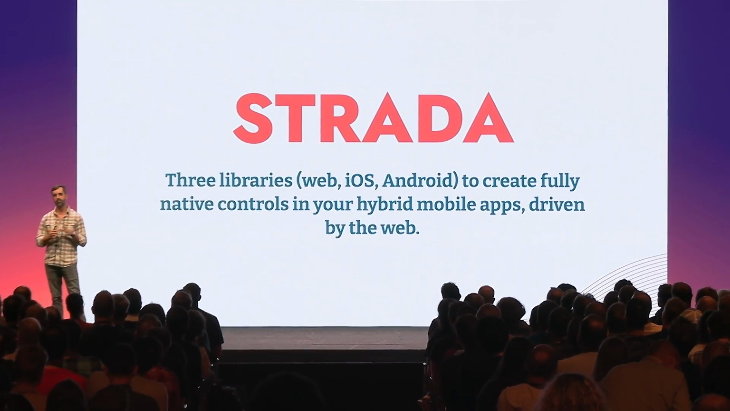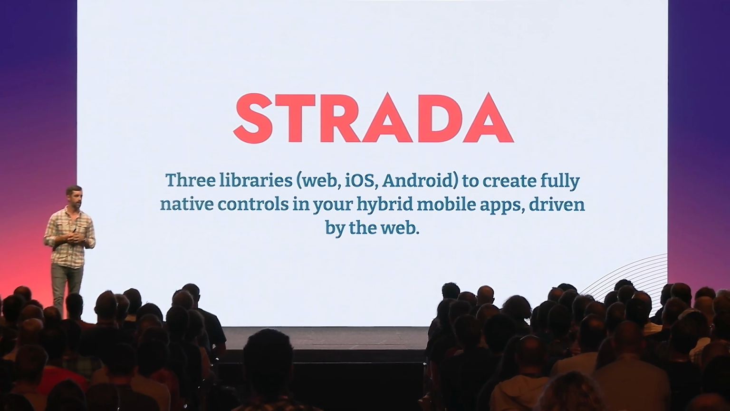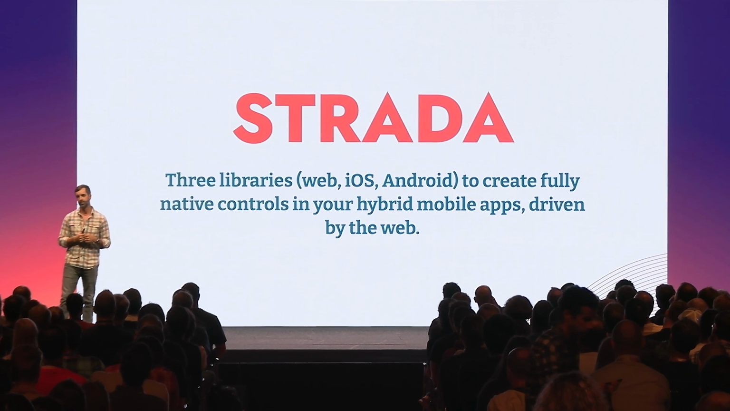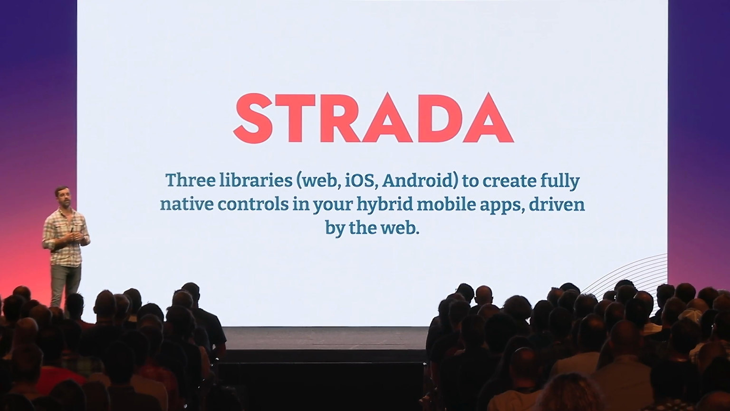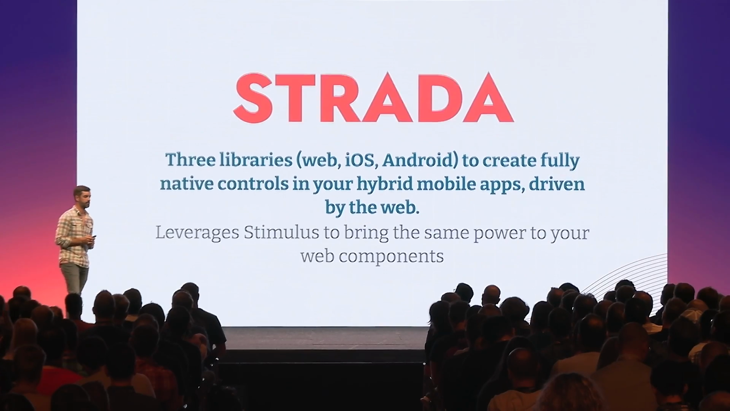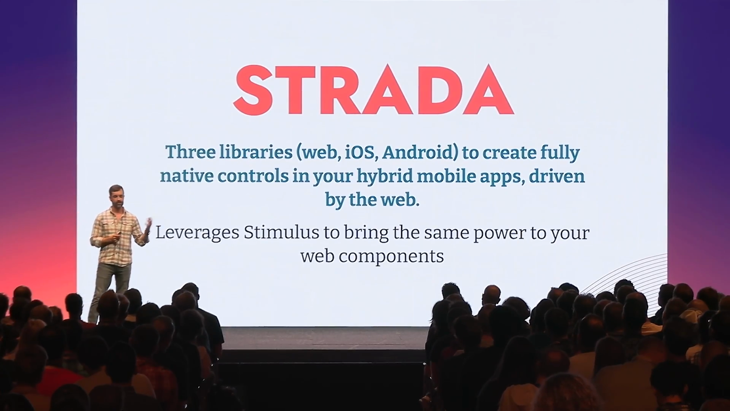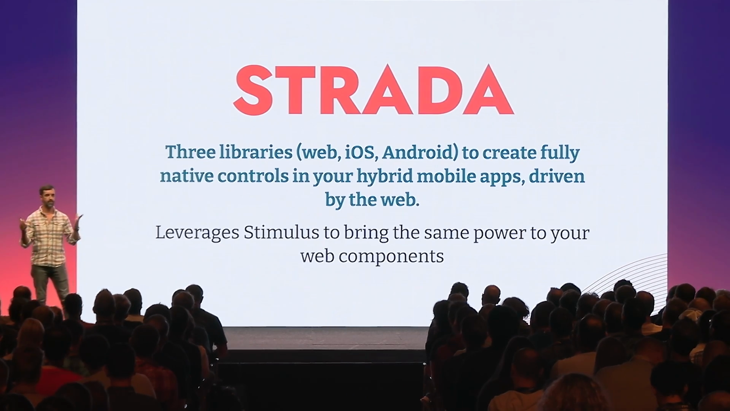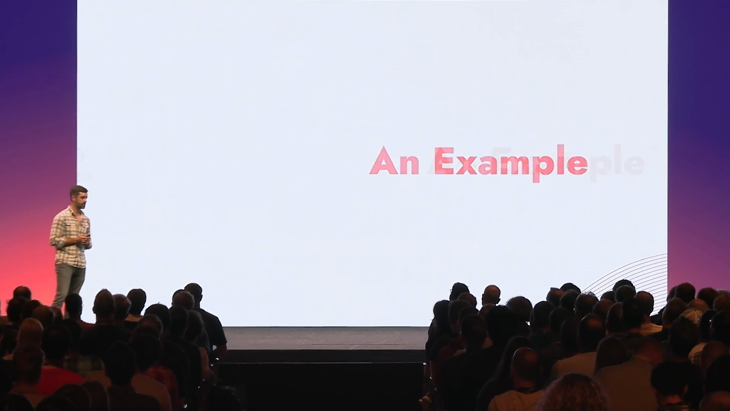It's a set of libraries across all the platforms to create fully native controls in your hybrid mobile apps driven by the web. What do I mean by driven by the web? I mean your web app determines when and where native controls show up in your native apps. The native apps don't get to decide where native controls show up. Your web app actually can control that. Strada leverages Stimulus directly, so it gives you the same power in your web components as you're familiar with in Stimulus.